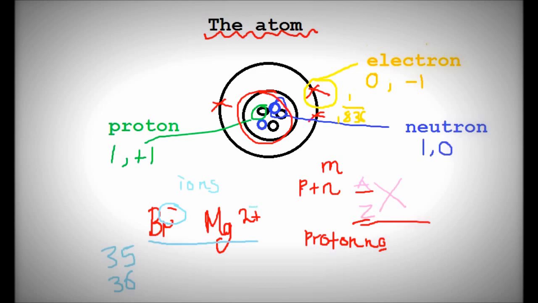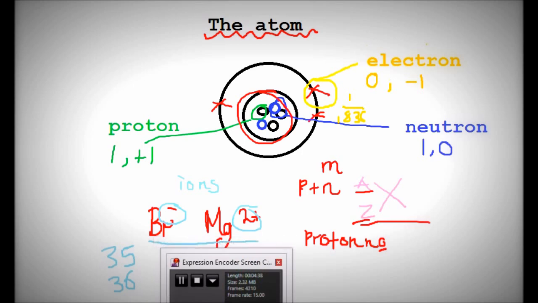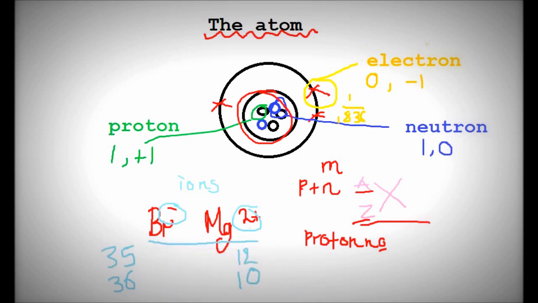And the same goes for this here. So 2+ means that it has 2 fewer electrons than there are protons. So Mg normally has 12 protons, and if you take 2 off, that means there's 10. So therefore Mg2+ must have 10 electrons. It's pretty simple, and that's the basis of the first page.